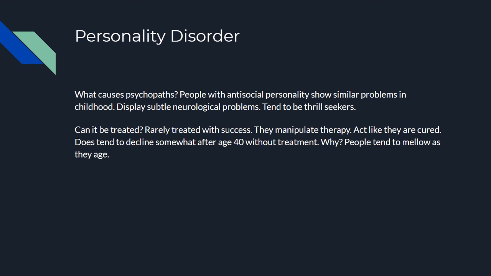Can it be treated? They are rarely treated with success. Psychopaths can manipulate therapy. They can act like they are cured. Antisocial behavior does tend to decline somewhat after the age of 40, even without treatment, but because people tend to be more mellow as they age.